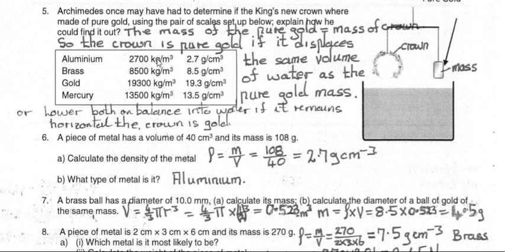Note that expressions of density in kilograms per metre cubed result in a value 1,000 times greater than an expression in grams per centimetre cubed.